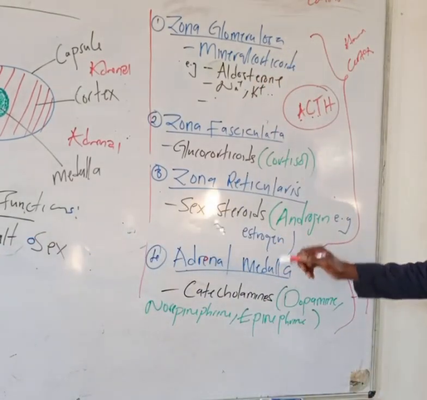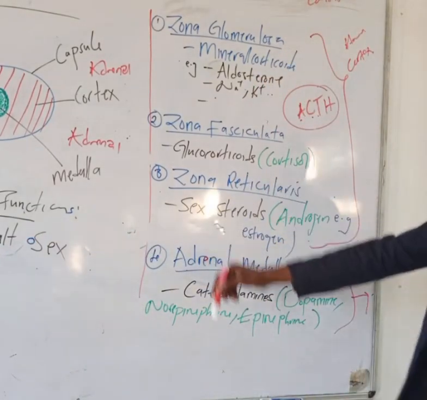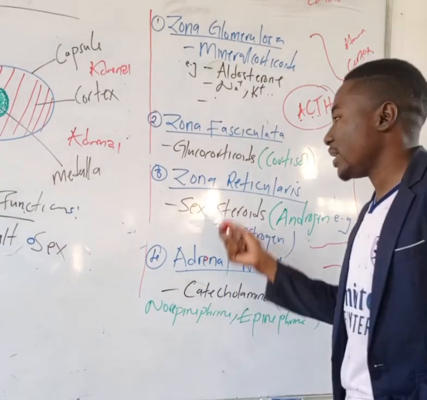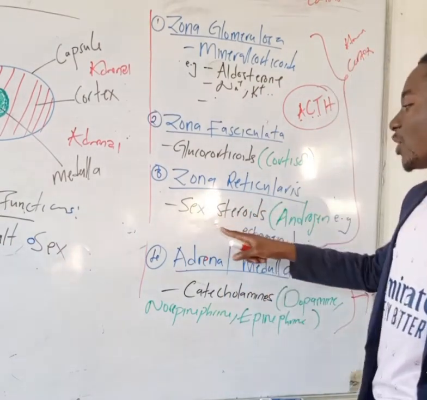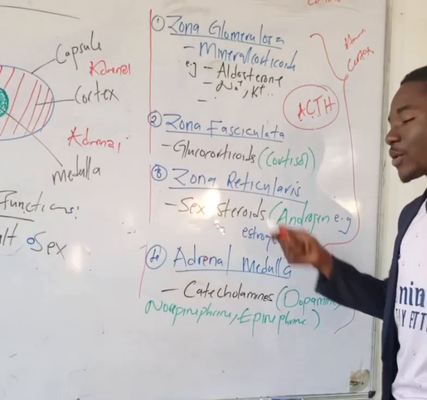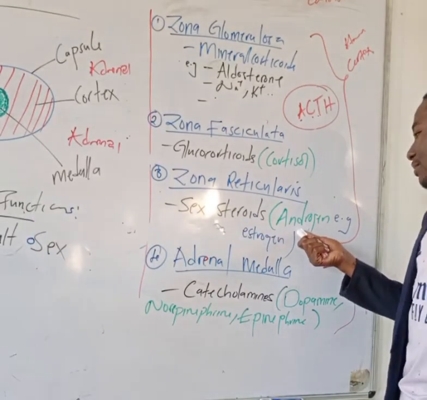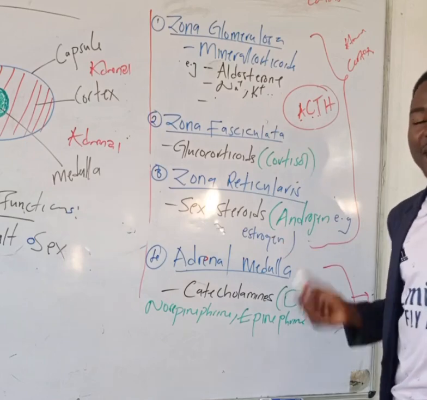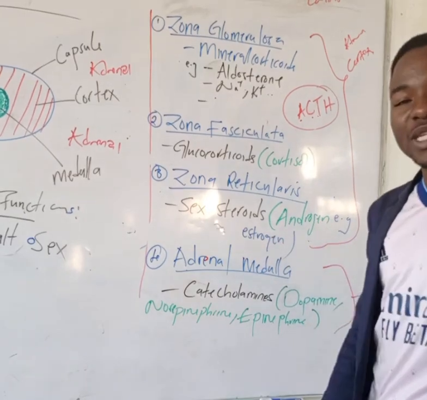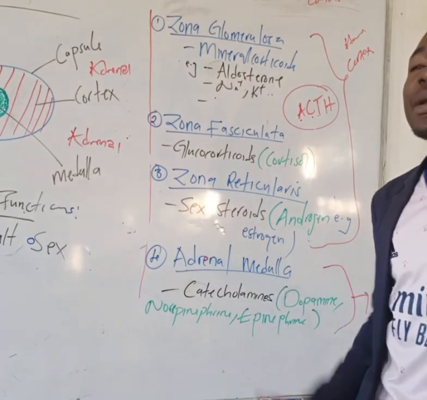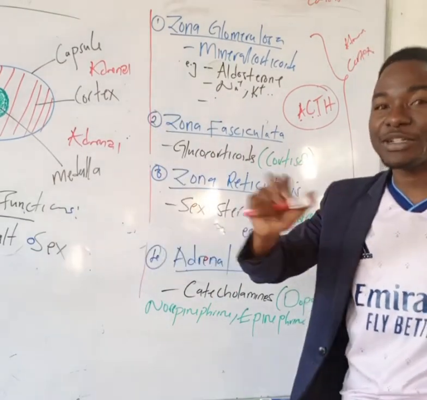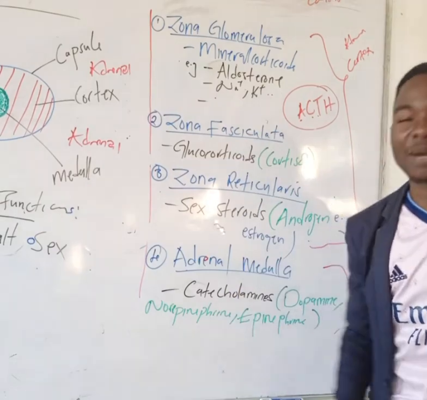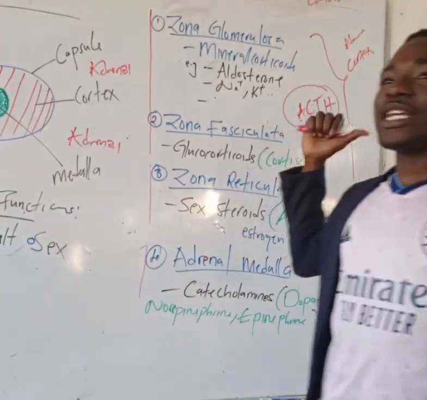Then you have the zona reticularis, the deepest layer of the adrenal cortex. It produces the hormones called sex steroids. For example, you have these androgens, estrogen, as well as the precursors. I didn't say testosterone, but I said the precursors, meaning something that forms testosterone somewhere. So you have the precursors of testosterone as well.